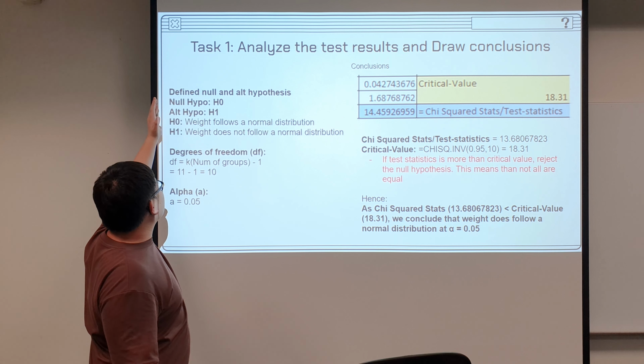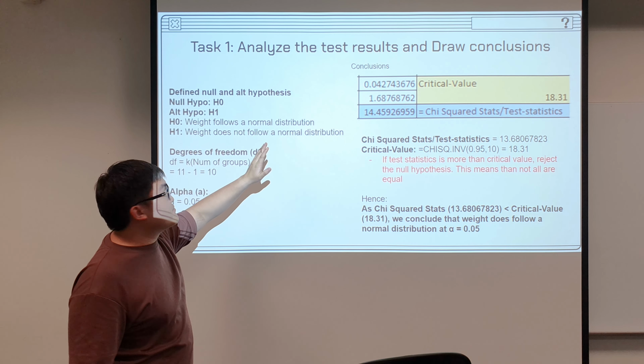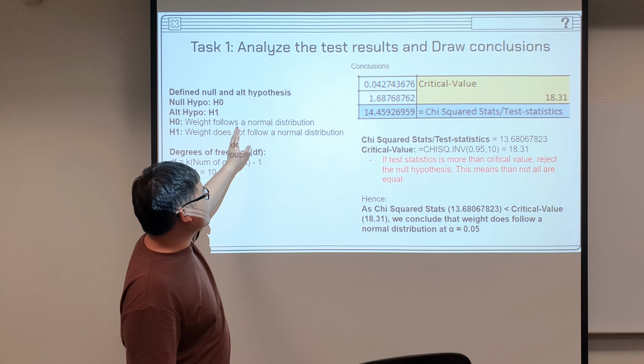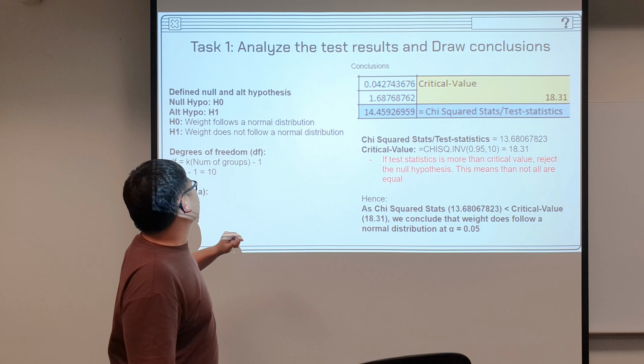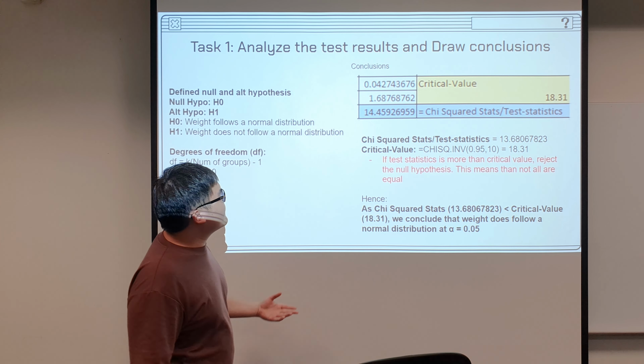My conclusion: the null hypothesis is that the weight follows a normal distribution, and for the alternative hypothesis, weight does not follow a normal distribution. Degrees of freedom in this case would be number of groups minus 1, 11 groups, 11 minus 1, so it's 10. Alpha, as given to us, 0.05.